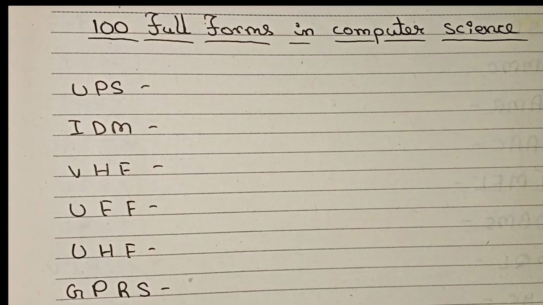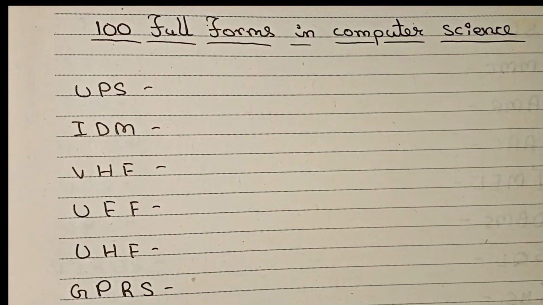In this video, we are going to learn about some of the full forms in computer science. So there will be 100 full forms in this video.